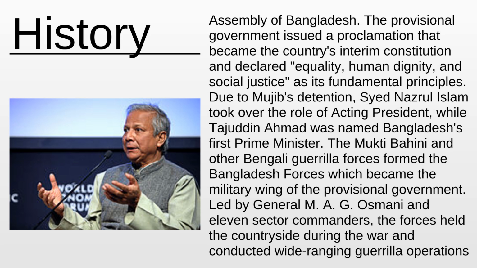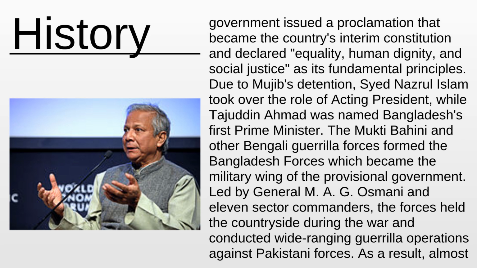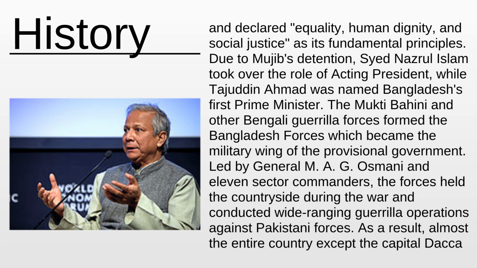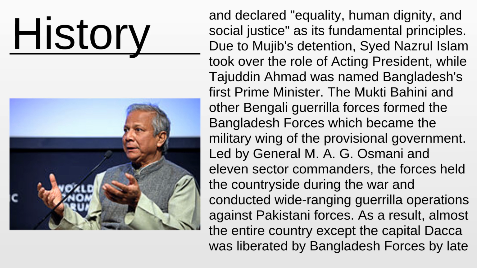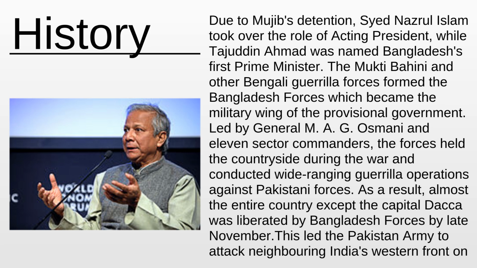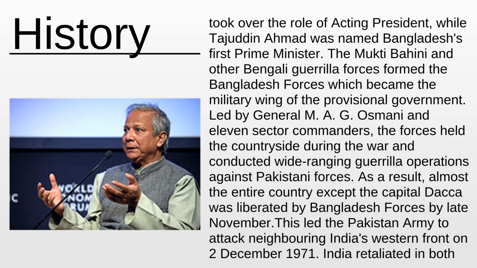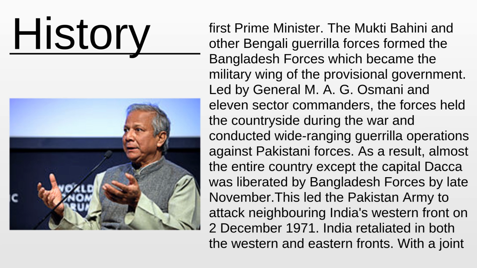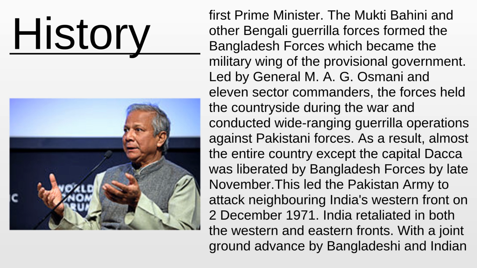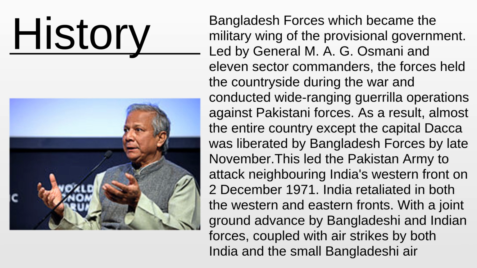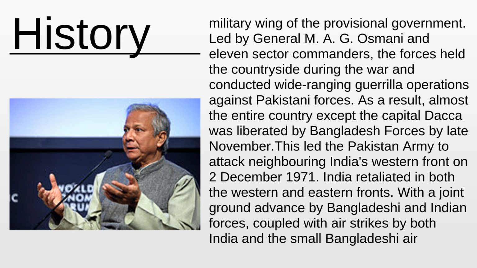as its fundamental principles. Due to Mujib's detention, Syed Nazrul Islam took over the role of acting president, while Tajuddin Ahmad was named Bangladesh's first prime minister. The Mukti Bahini and other Bengali guerrilla forces formed the Bangladesh Forces, which became the military wing of the provisional government. Led by General Mag Osmani and 11 sector commanders, the forces held the countryside during the war and conducted wide-ranging guerrilla operations against Pakistani forces.